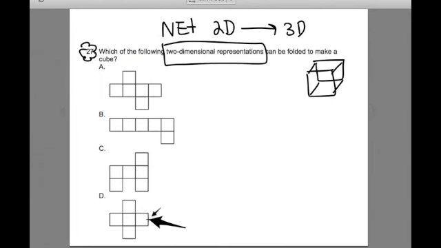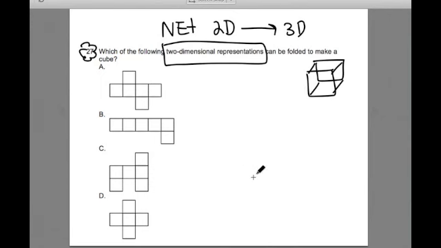And D, what's the major problem with D? Well, a cube has how many faces? 6 faces. And D only has 5. So there's no way that D could fold up into a cube. All right, this is the core concept behind nets: taking a two-dimensional object and using it to form a three-dimensional shape.